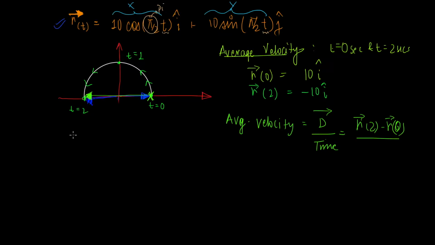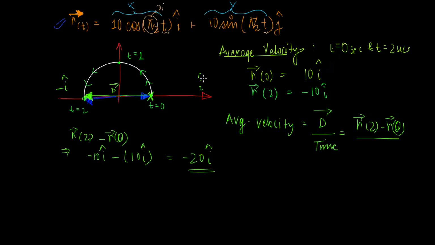So r of 2 minus r of 0 comes out to be, well, r of 2 is negative 10 i cap, r of 0 is 10 i cap, so that's negative 10 i cap minus 10 i cap. What you get is negative 20 i cap, which is the case because 20 is the diameter of the circle, and it's in the negative direction because this displacement vector, d vector, points in the negative i cap direction. Positive i cap is in this direction. So this makes sense, and this is indeed the numerator.